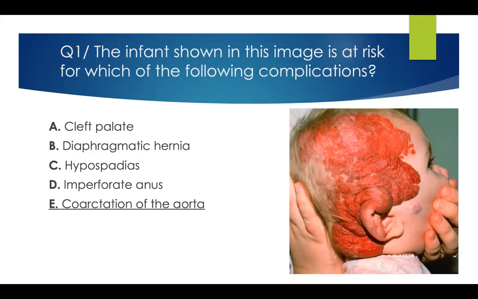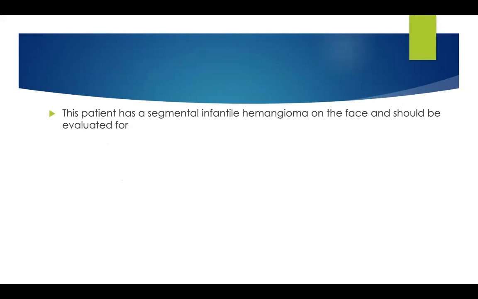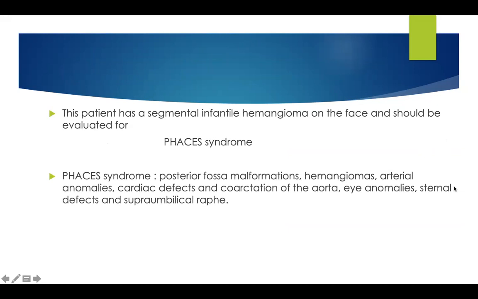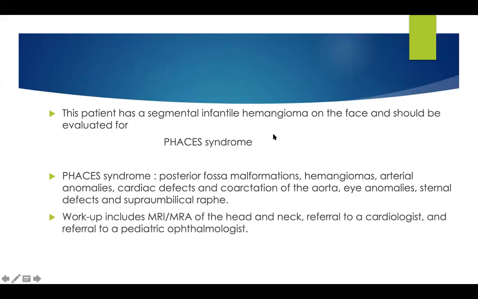So, do you know which syndrome is associated with the segmental infantile hemangioma? PHACES. Yes, it is PHACE syndrome. It consists of posterior fossa malformation, hemangioma, arterial anomalies, cardiac defect, coarctation of the aorta, eyes anomaly, sternal defect, and subumbilical raphe. Okay, that's a quick review of PHACE syndrome, which is very important. Before you do any kind of intervention for this patient, do MRI for the head and neck and refer the patient to pediatric ophthalmology. Okay, that is very important.